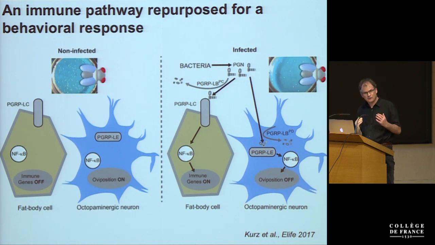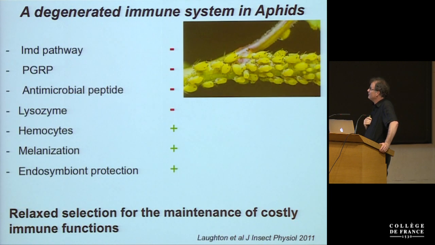And we can speculate that many pathways which are actually used to sense microbes are also used to sense microbes in the nervous system. Here I speak a lot about Drosophila, but I just want to show you that insects are very different. And here you see an insect that you don't like so much. It's a plant pest.